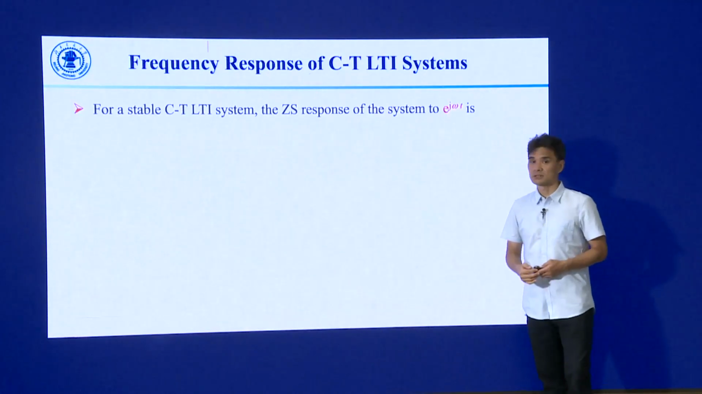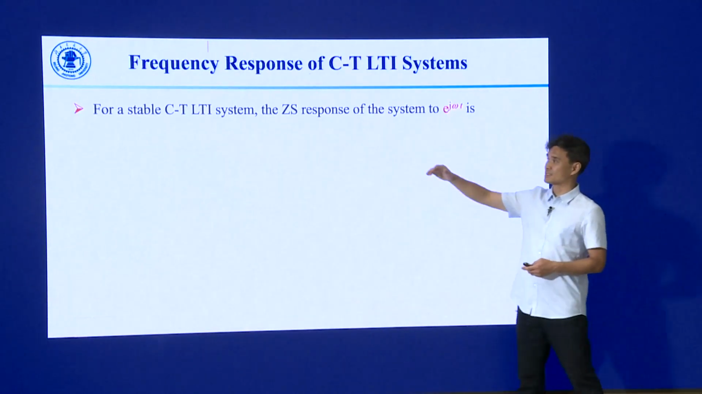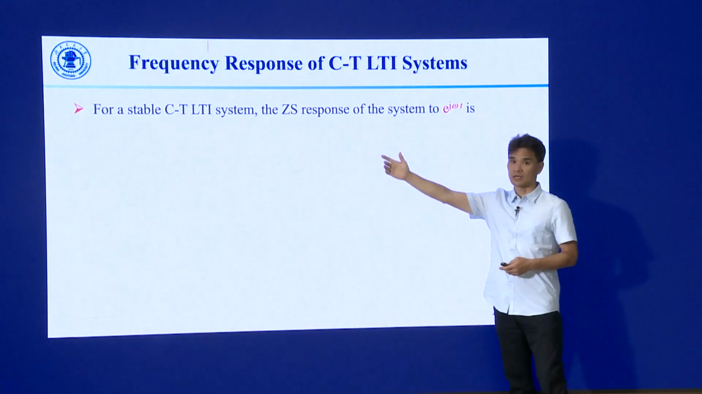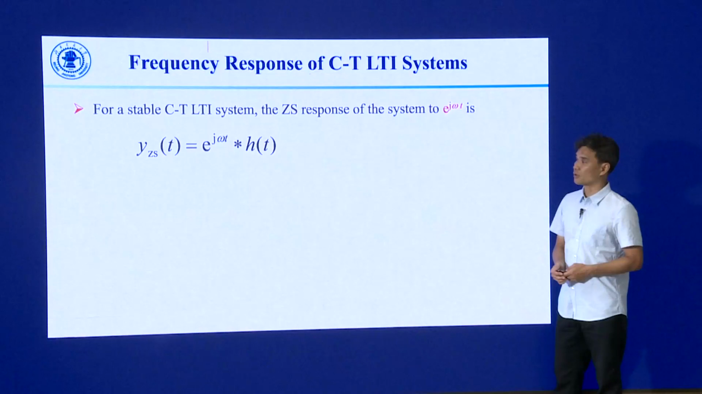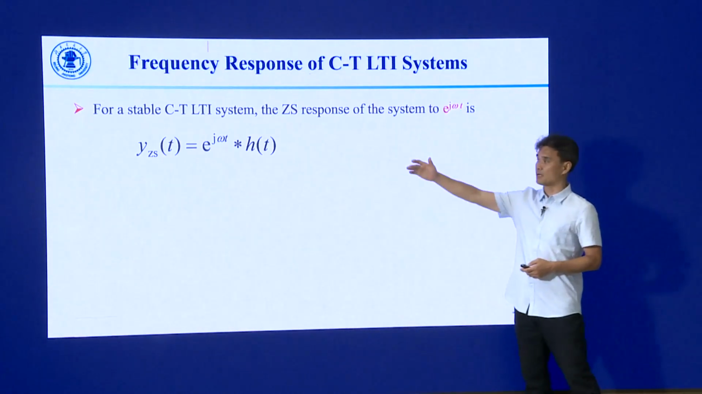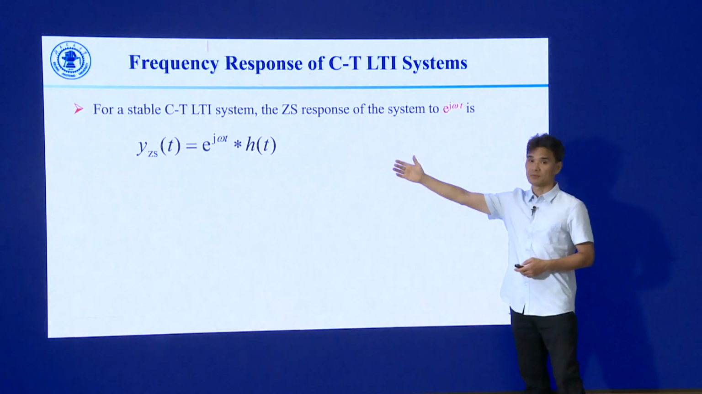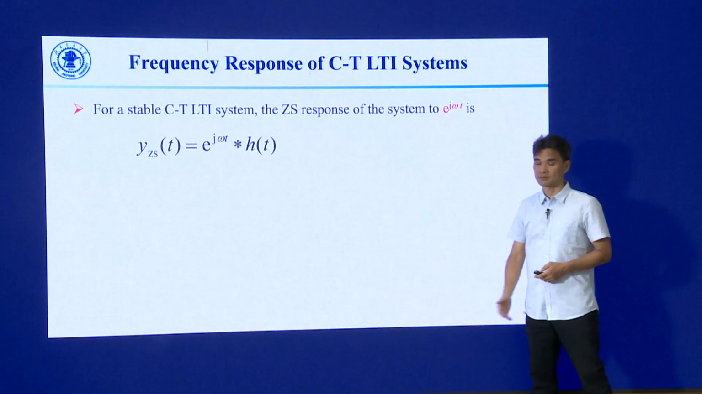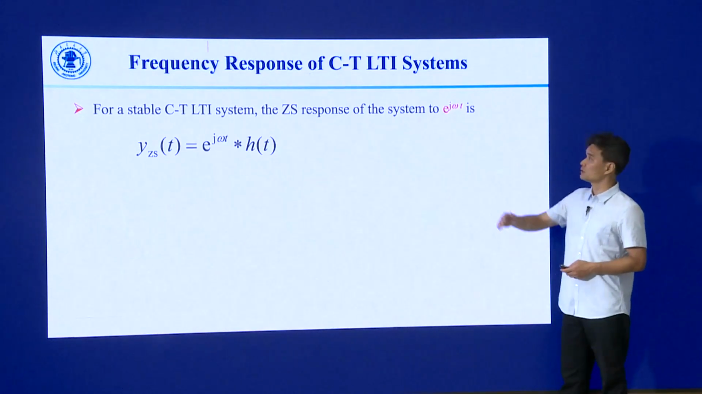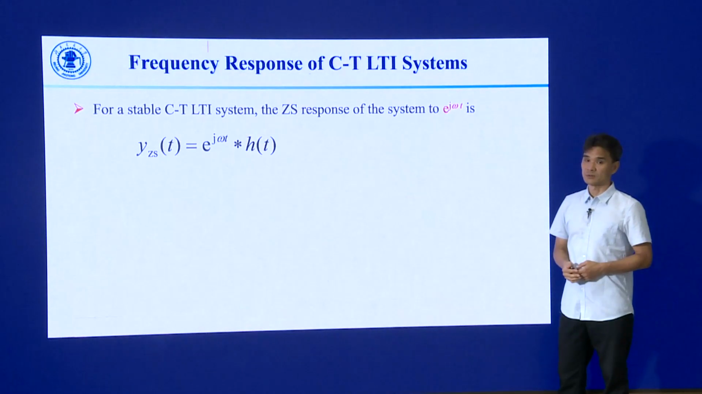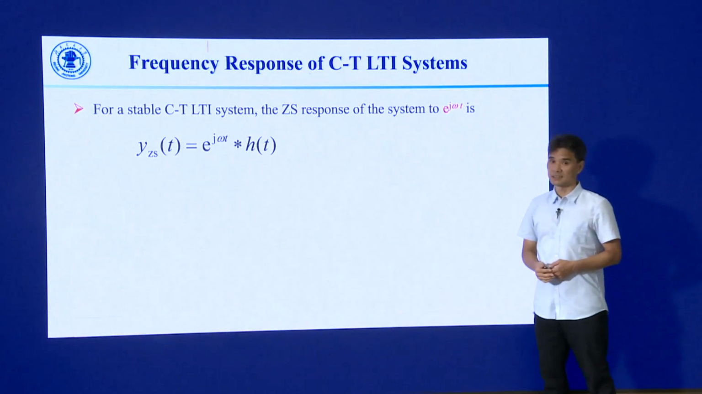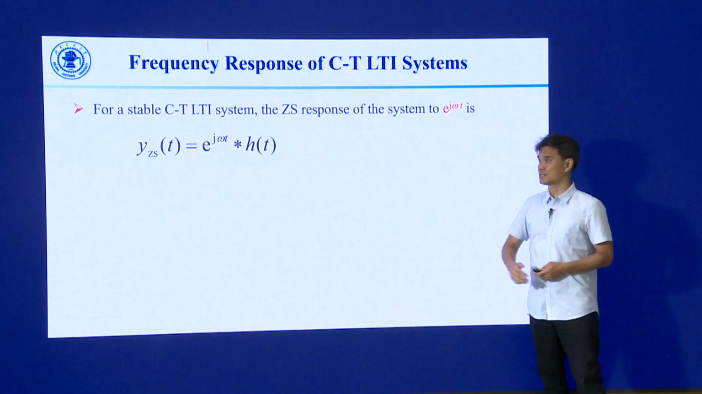So we're going to start from analysis of continuous time LTI systems. So here is what we learned in the time domain. The output of the system can be represented by the convolution of the input and the system's impulse response. Now, if we select the imaginary exponential signal e^(jωt) as the input, let's see what's going to happen.